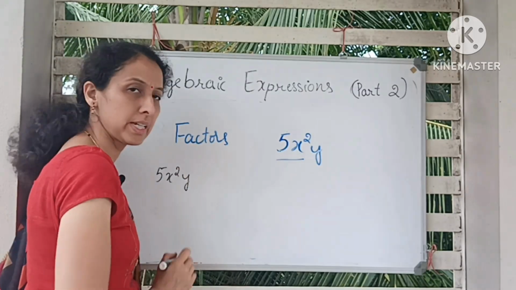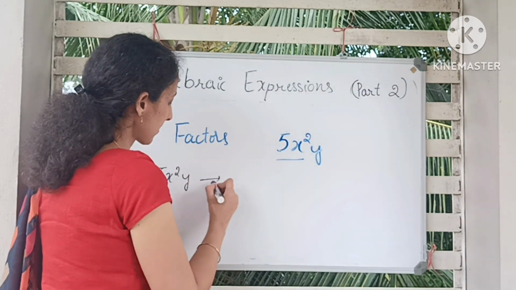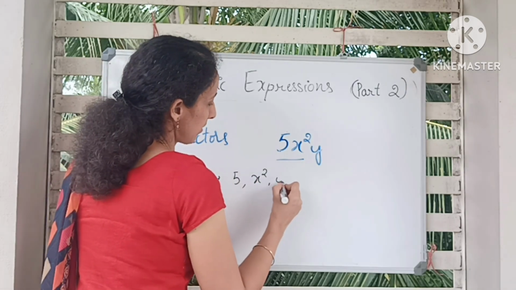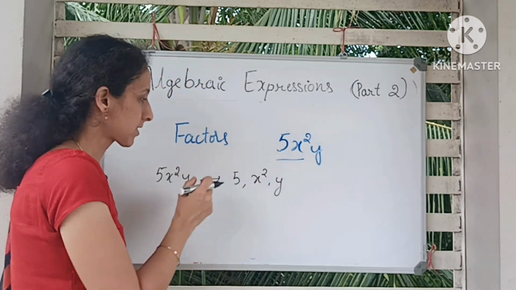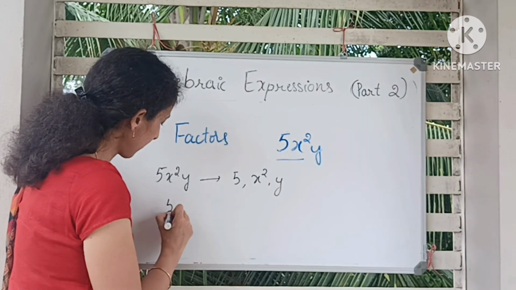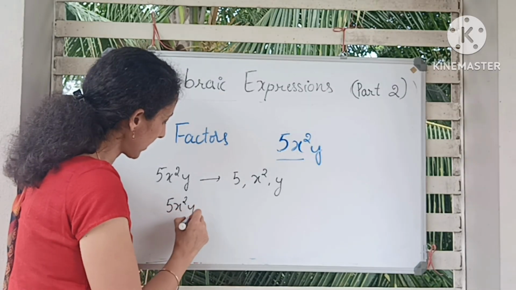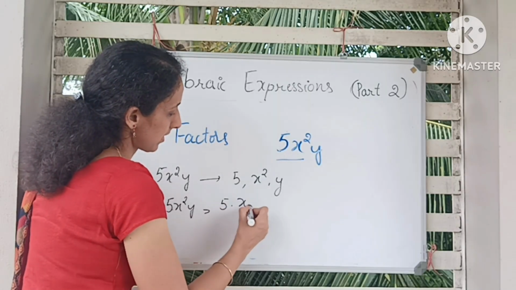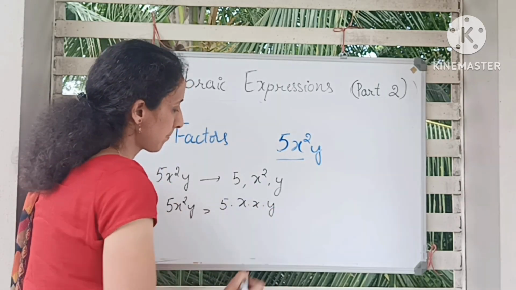Same way, for 5x square y, we can straightaway say that 5x square and y are the factors, but we also understand that 5x square y is equal to 5 into x into x into y.